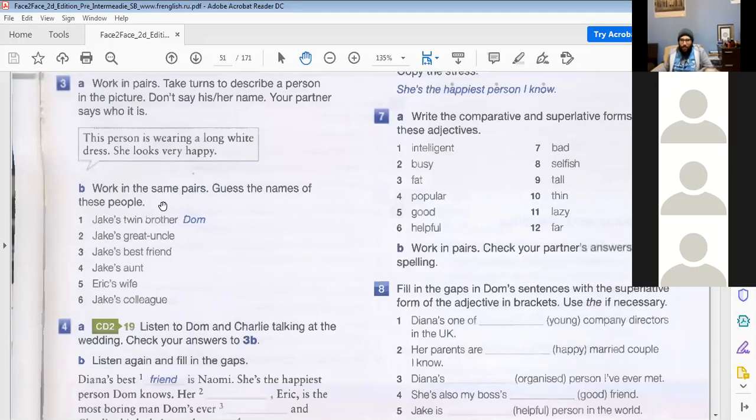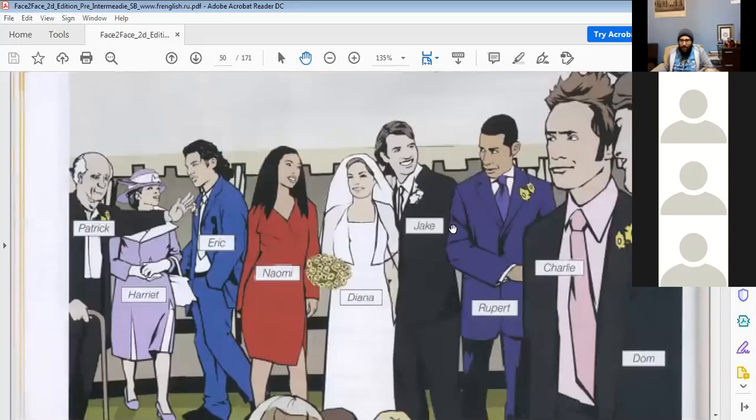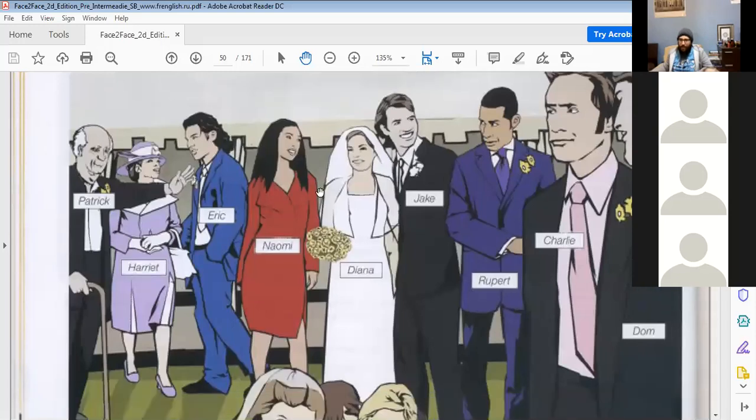Okay, so this is just a guessing question. It looks like, in the wedding, Jake is the groom, right? And Diana is the bride. So now we want to guess the other people. What's their relationship to Jake and Diana?